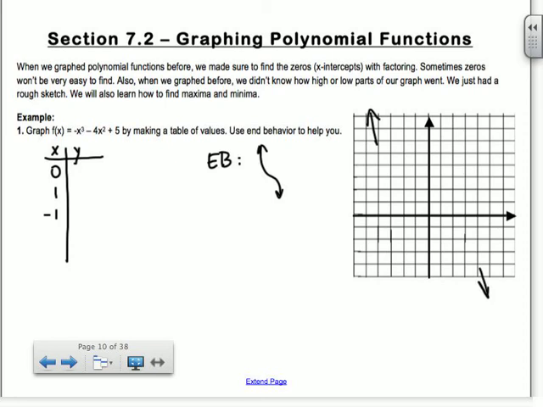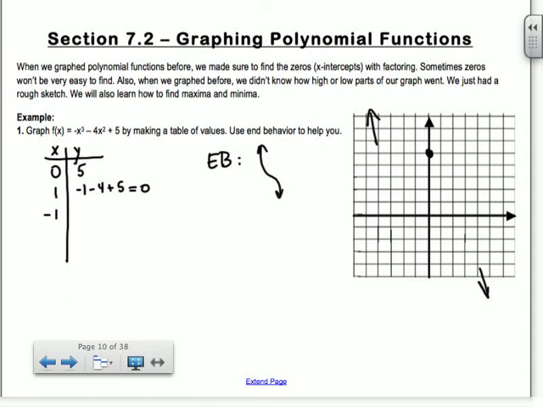All right, so let's go ahead and plug in our numbers. If I plug in 0, that one's easy, you get 5. If you plug in 1, you get negative 1 minus 4 plus 5, so you get 0. That's one of our zeros. So we have 0, 5 and 1, 0.